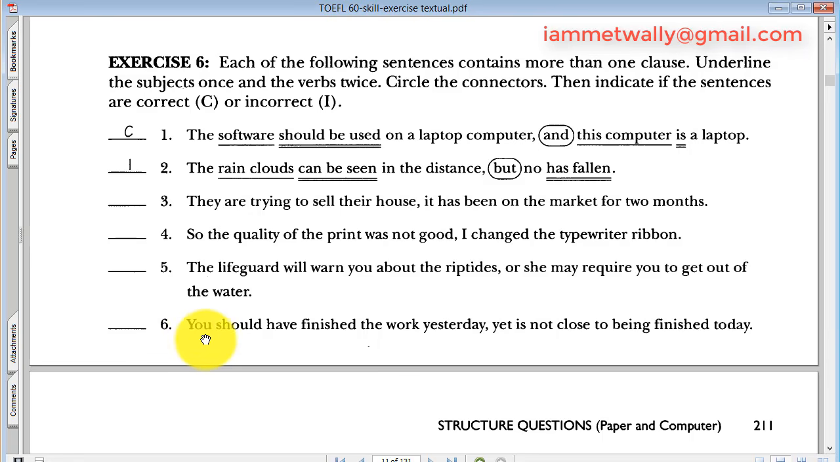6. You should have finished the work yesterday, yet is not close to being finished today. As you can see, you is the subject, should have finished is the verb, is not is the verb, and I don't have a subject. Yet is the connector. So this sentence is missing a subject. So this sentence is incorrect.